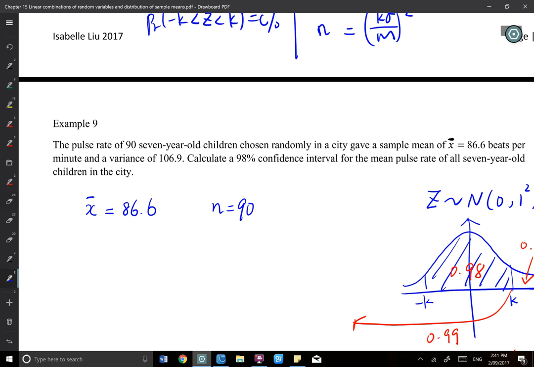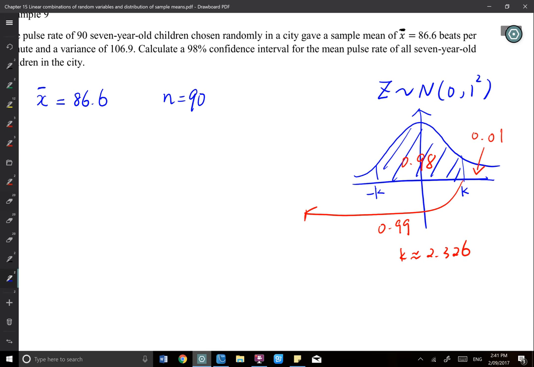And I'm looking for 98% confidence. I need to find that K value. That K value, from minus K to positive K, will give me 98%. And I'm using inverse normal.